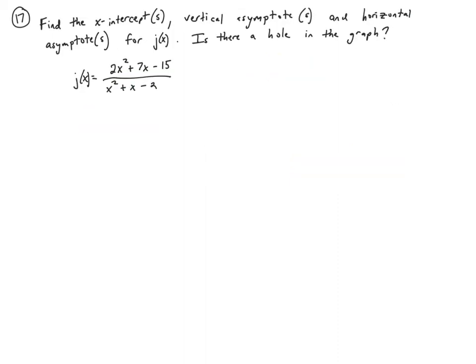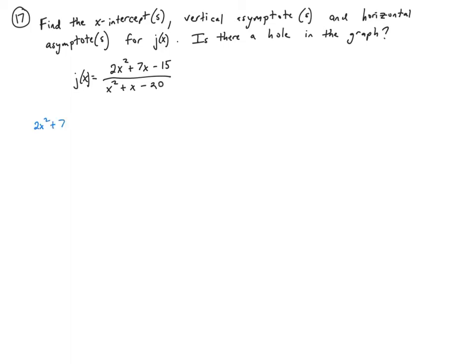Number 17, find the x-intercepts, vertical asymptotes, and horizontal asymptotes for j of x. Is there a hole in the graph? To analyze a rational function, we should simplify first if possible. That means that we should factor the numerator and denominator and see if there are any cancellations.